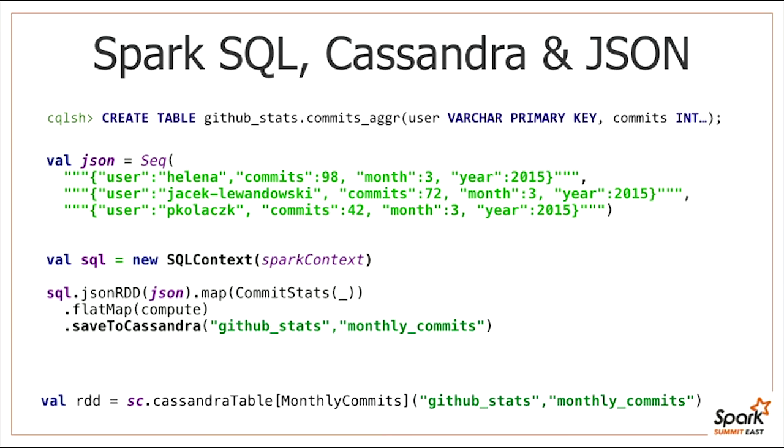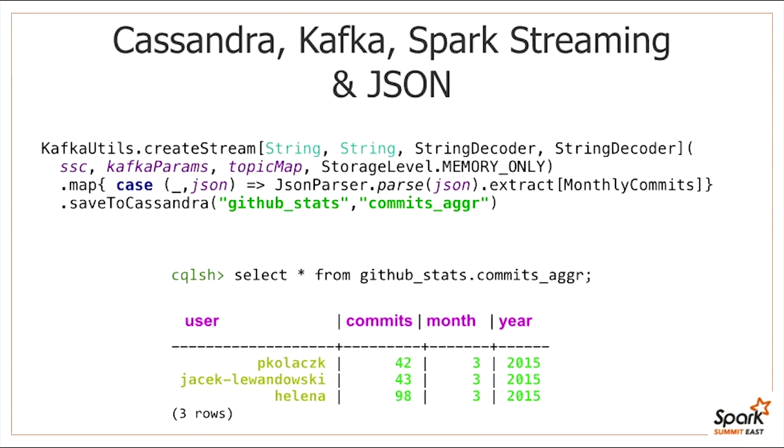Later on, you can see I'm using my custom case class. When I want to read it back, I call Spark context Cassandra table and use my custom data type, my case class, and it will implicitly map the results back to that. So the resulting RDD is an RDD of monthly commits. The connector does all of that for you.